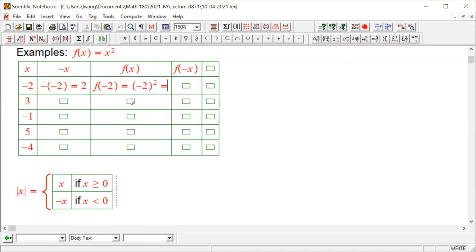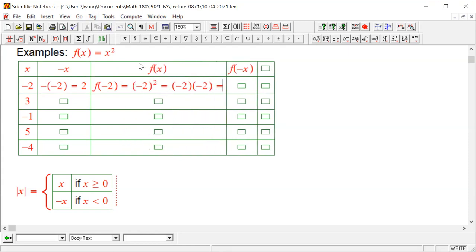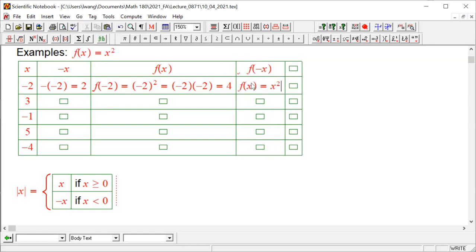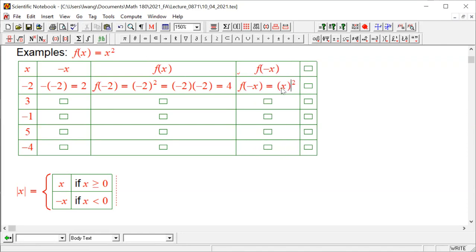And what is negative 2 squared? Negative 2 squared is negative 2 times negative 2. It equals positive 4. And what is f of negative x? If this is f of x, then f of negative x, that x will be replaced by negative x.